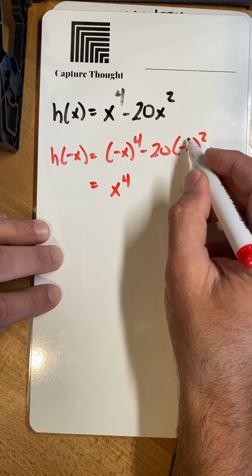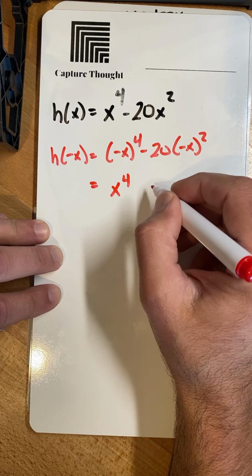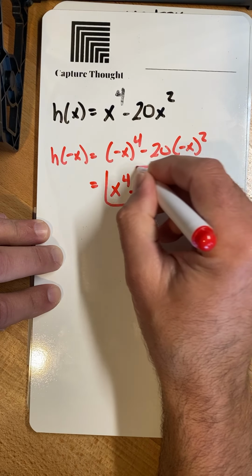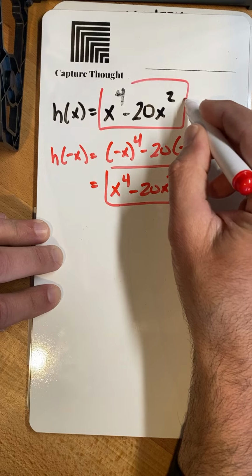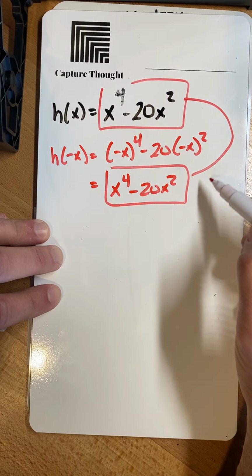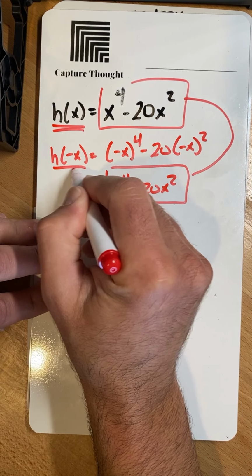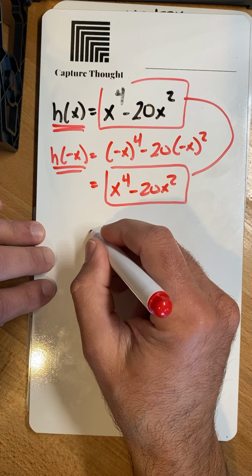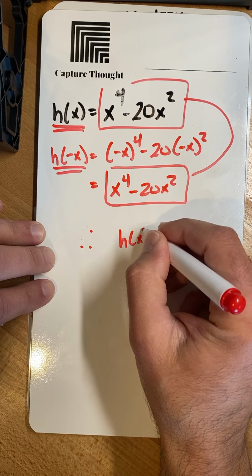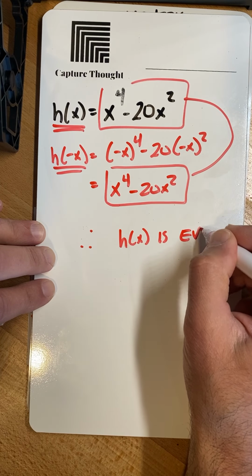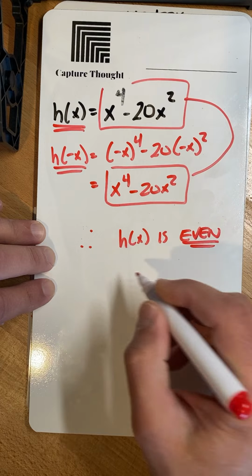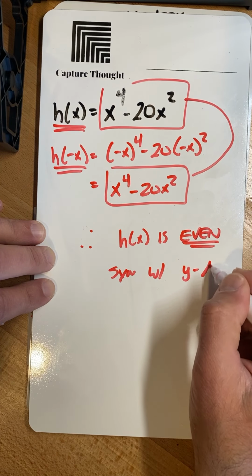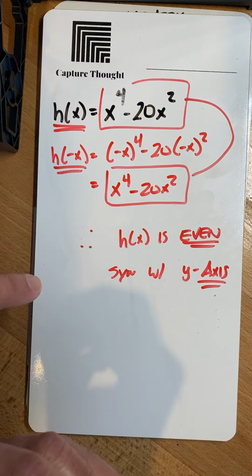And then same thing here, if I take a negative and raise it to an even power, guaranteed to be positive. So 20x squared, check that out. That is exactly the same as this. So if those are the same, that means that this is the same. That means h of x is the equivalent of h of negative x. So therefore, h of x is an even function. And that means it has symmetry with the y-axis. Whew, long problem there. There you go.